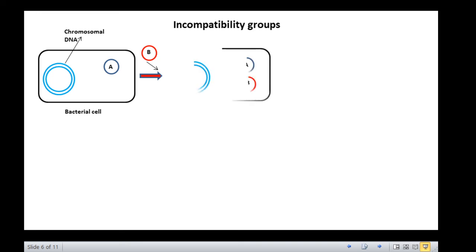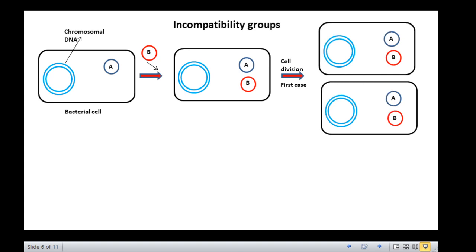In the first case, both plasmids A and B undergo replication along with the genomic DNA and are passed to the daughter cells on cell division. Here, the two plasmids use two different replication systems and are said to be compatible plasmids. These are unrelated plasmids and are grouped in different incompatibility groups.